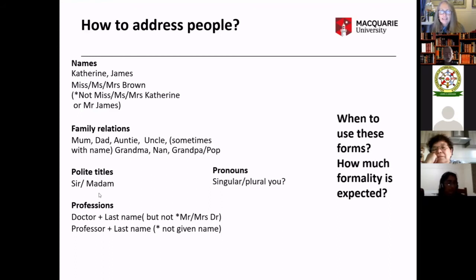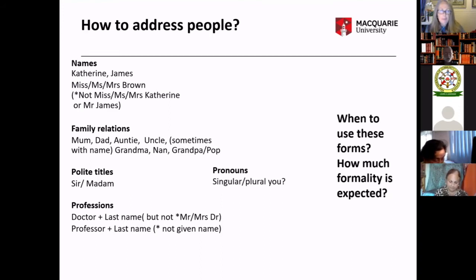There are polite titles like sir and madam, and most cultures have these, but when you choose to use them is very different. So in Australia, we don't really use sir and madam very often, except in a shop context or a sort of service context. But maybe in other cultures, they might be used more. And as we talked about before, there's this singular plural you, which is a really big thing in terms of politeness. If people don't have an understanding of that, they can unwittingly offend people.